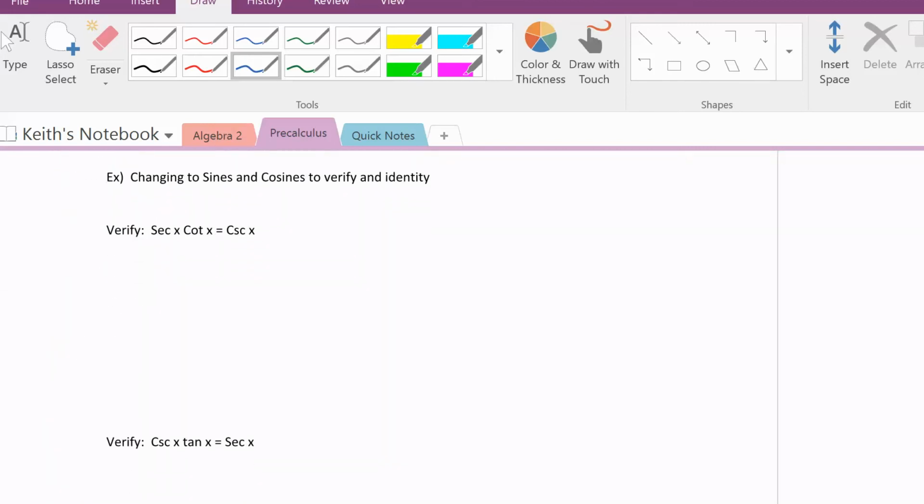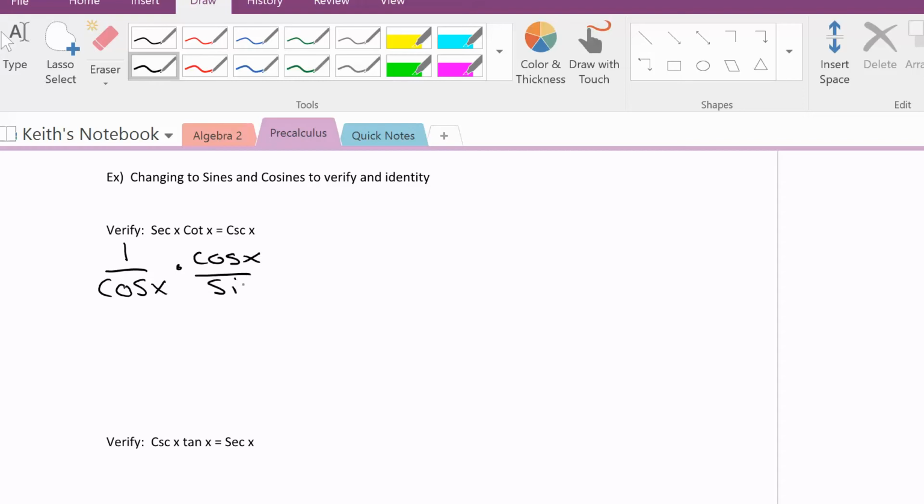All right, so now using these to verify identities. For example, secant times cotangent equals cosecant. The first thing you want to do is change everything to sines and cosines. That's one method. For example, the secant is 1 over cosine. The cotangent is cosine over sine.